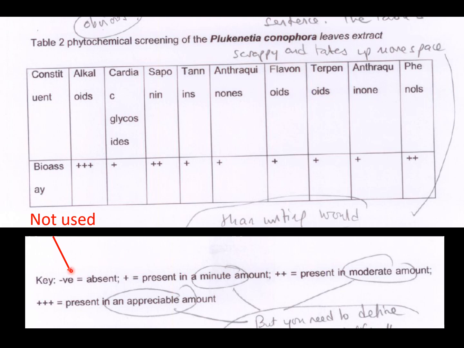And then they've got negative, which is absent. Okay, and negative doesn't actually mean absent. Negative means a negative number, but they don't use that. So this is horrible. It's not clear. You've got to define these. This isn't clear. That's not clear. It's horrible.